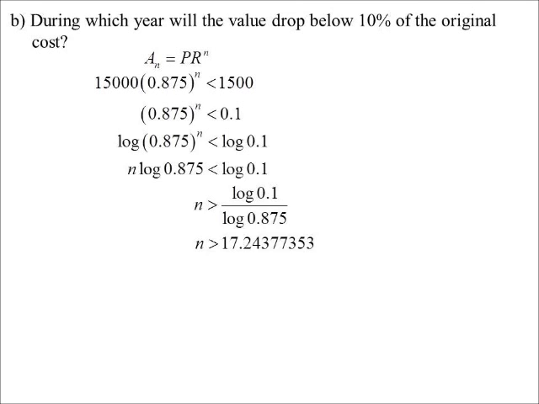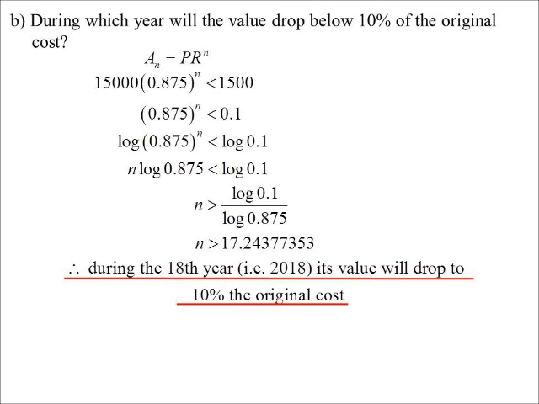Log both sides, bring the n to the front, dividing by log of 0.875, but just like we talked about the other day, log of something smaller than 1 is actually a negative number. So we change the sign. So it's greater than 17.24. So it'll be in the 18th year. So 2018.